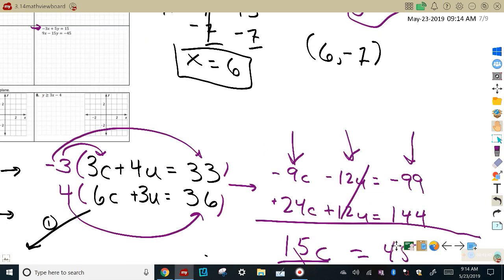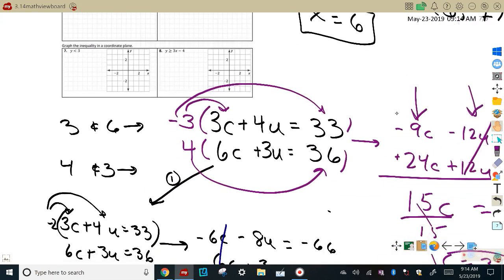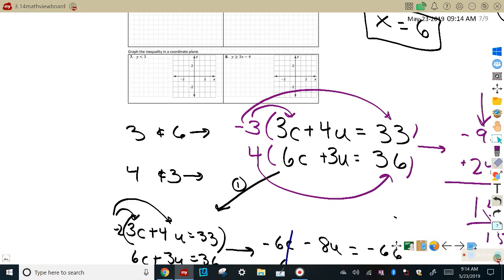All right, let's look back at the actual test. Let's talk about graphing these two things.